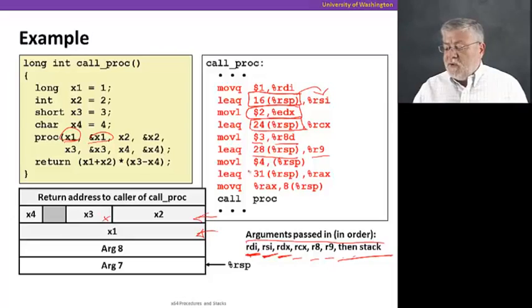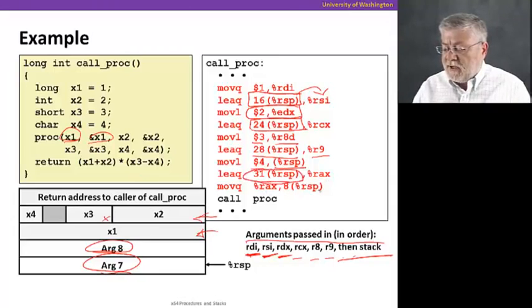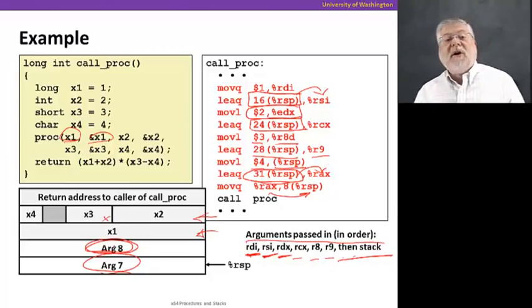Lastly, we'll move 4 into where the RSP is pointing right now. Remember, the parentheses are dereference, and that's argument number 7 put onto the stack at that location. And then, of course, the last argument, argument 8, is the address of x4, which can be computed by doing 31 plus the RSP. We're going to put that in RAX temporarily, just so that we can then move it to 8 plus the RSP, the slot for the 8th argument.